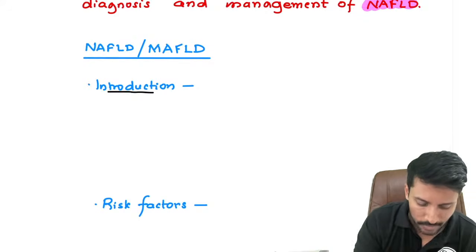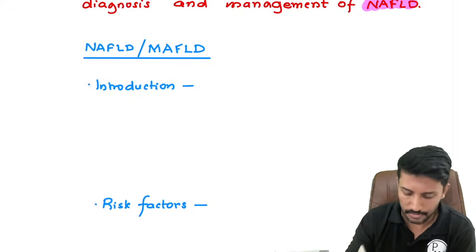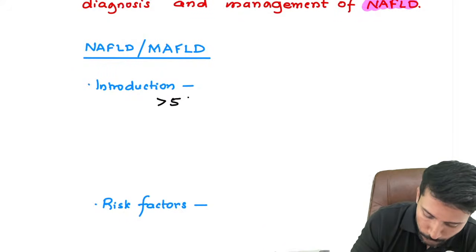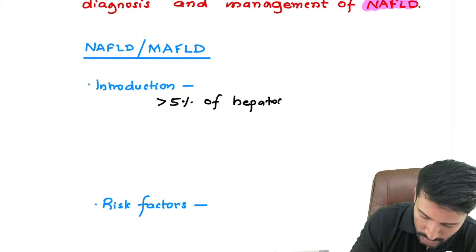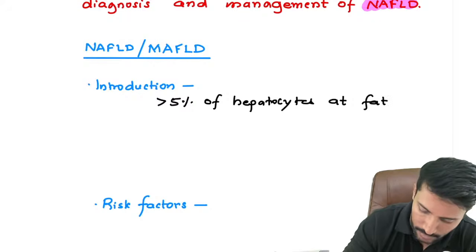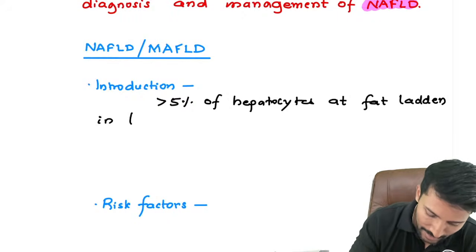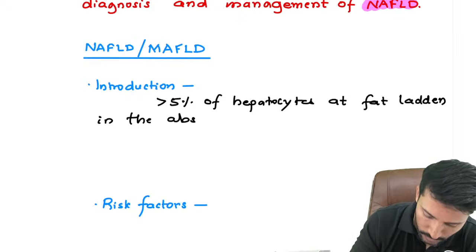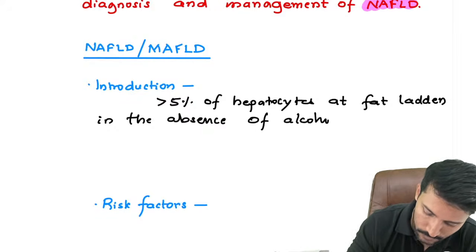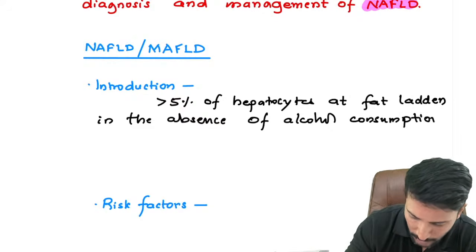There is accumulation of fat in the liver, but when I have to write it, I have to be more objective, right? So when more than 5% of hepatocytes are fat laden, or they contain fat, in the absence of alcohol consumption. There is little quantification here.